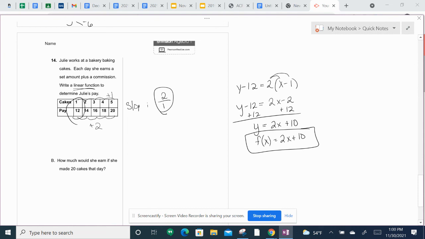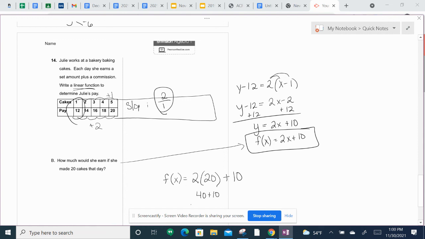Now, part B says, how much would she earn if she made 20 cakes that day? Well, one way that I could do that is I could just bring my table out and keep going. What if she made 6 cakes and 7 and go out to 20? But the shorter way would be now to use my function and say, well, the amount of money she makes is based on 2 times the number of cakes she makes plus that $10 set amount. And so 2 times 20 would be 40, and 40 plus 10 would mean she's making $50 per day if she makes 20 cakes.